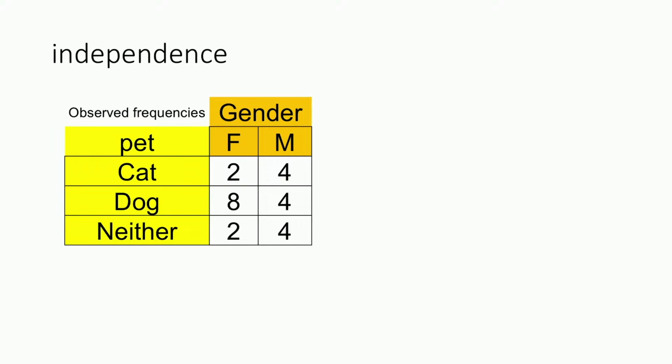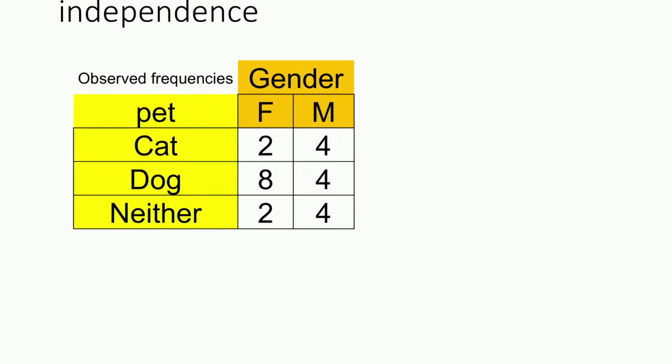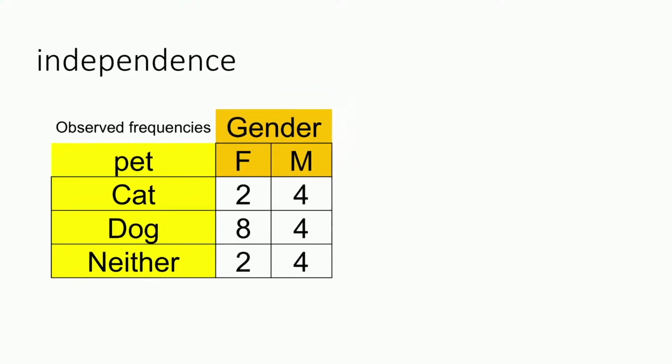So what we're doing today is comparing 2 qualitative variables to ask whether or not they are related to one another. Is there a relationship between gender and pet ownership? You'll notice that I have observed frequencies here. What we're going to do is take those observed frequencies and ask the question, what if there was no relationship between gender and pet? That is indeed the null hypothesis.